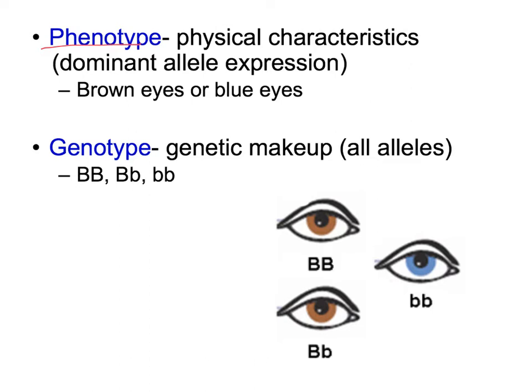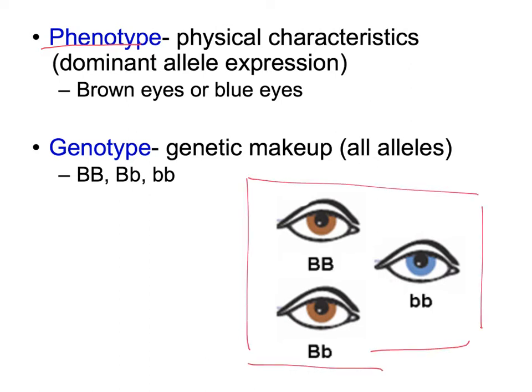Now with phenotype, you can see down here on the lower part of my slide, I've got two different phenotypes. I can either have brown eyes or I can have blue eyes. And we have to remember our rules of dominance once again. Anytime you have a dominant allele, that allele is going to be expressed. So I have the genotype big B, but it's brown eyes.